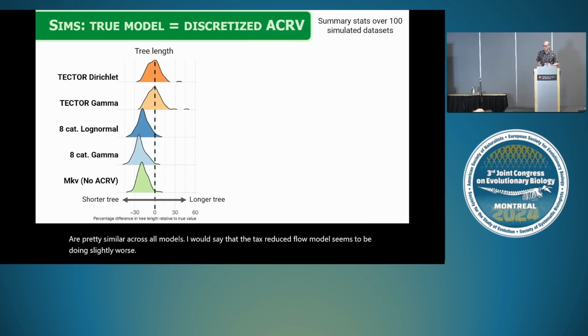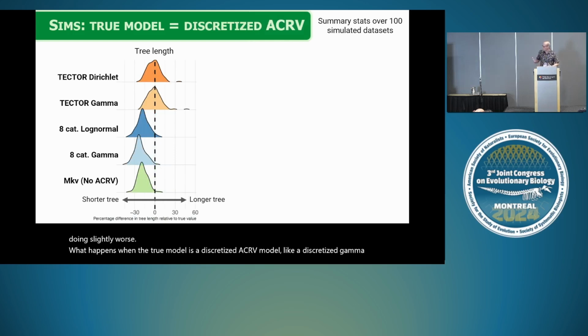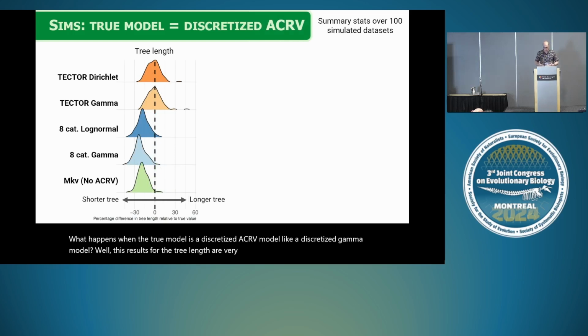What happens when the true model is a discretized ACRV model, like a discretized gamma model? Well, these results for the tree length are very surprising because, as you can see, the discretized models actually do a very bad job in estimating the true tree length. This shouldn't happen, and we are trying to understand why that's happening. There might be an issue with the implementation of the variable character correction for the discretized model specifically, but we're not able to figure out exactly what's going on. In any case, the tector models do really well at estimating tree length, even when the generating model is a discretized ACRV model.